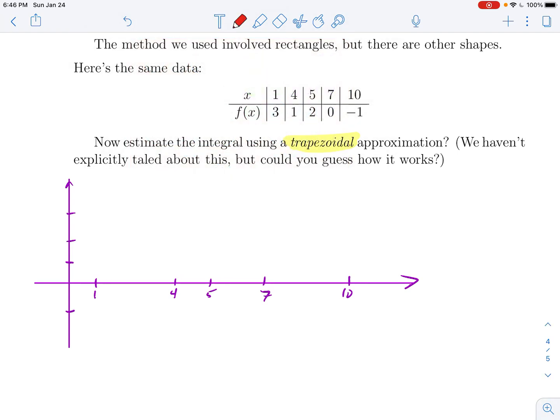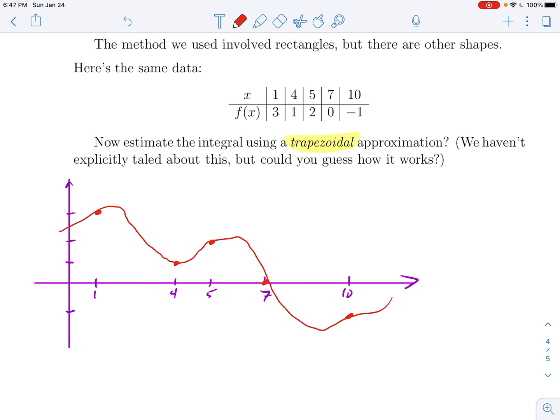So we only know a handful of points on this graph. f of 1 is 3, f of 4 is 1, f of 5 is 2, f of 7 is 0, and f of 10 is negative 1. So we would just have to imagine what this entire graph looks like, right? So maybe, I'm going to draw something and then erase it. Maybe our graph looks something like so.